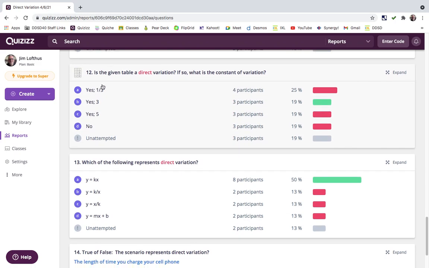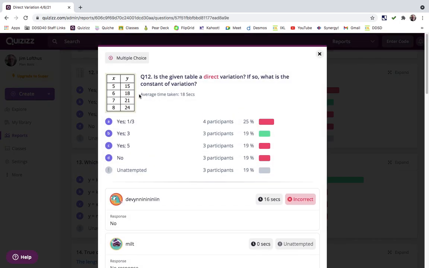Is the given table direct variation? And again, we can see the multiplier is 3. 5 times 3 is 15. 6 times 3 is 18. 7 times 3 is 21. 8 times 3 is 24. So we say yes, and the multiplier is 3.